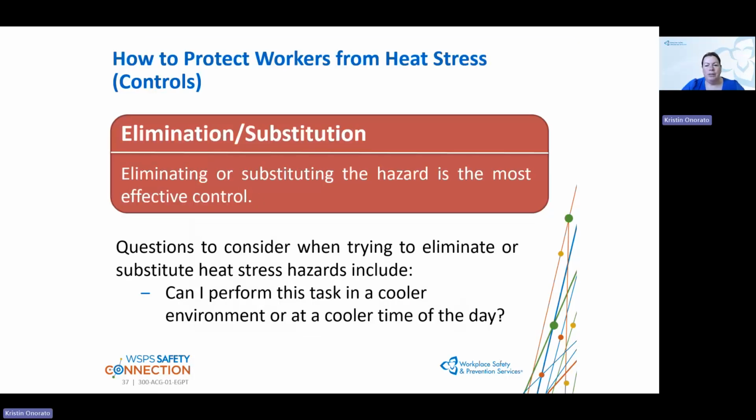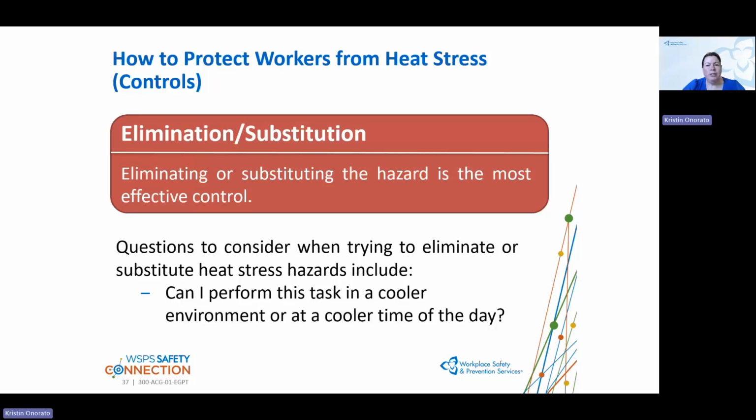Okay, so let's talk first about elimination. I know elimination feels a little bit challenging when it comes to heat. Obviously, unless we are able to air condition our entire facility, it can be a tough one to implement from a heat perspective. But there are still things that we can consider when it comes to elimination and substitution.